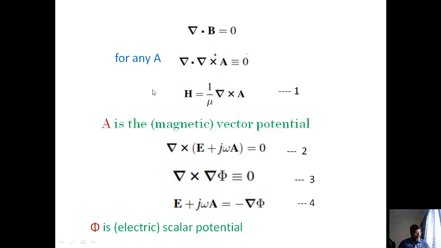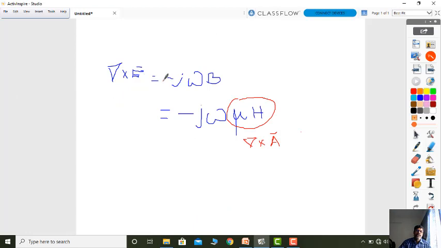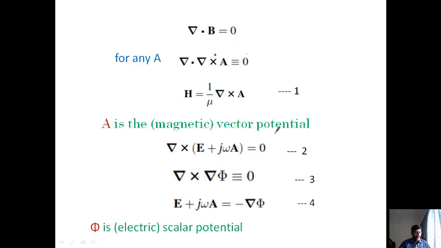Now, we know that del cross E equals minus j omega B, where B is mu H, and this B can be replaced by del cross A because B equals del cross A. When we bring these terms to the left hand side, we can write del cross E plus j omega A. This is the second equation, del cross E plus j omega A equals 0.